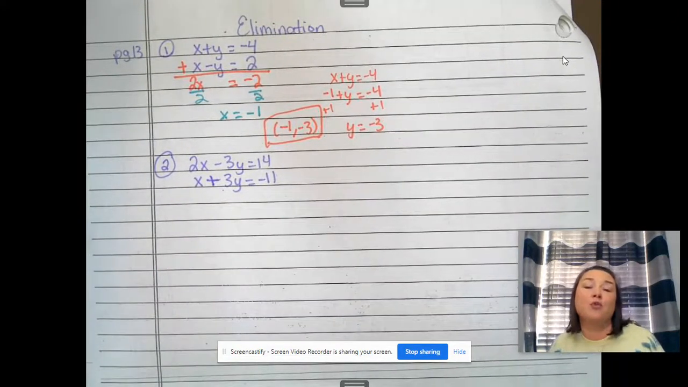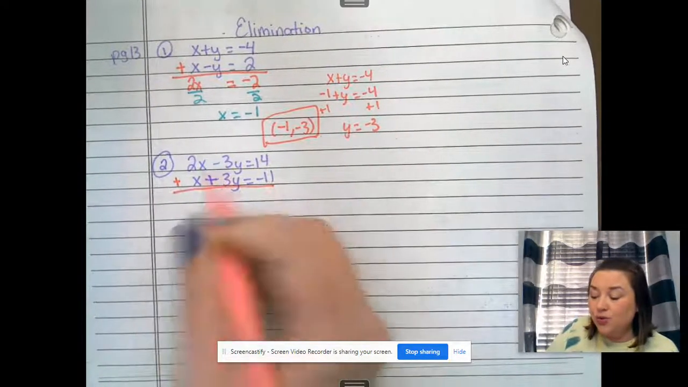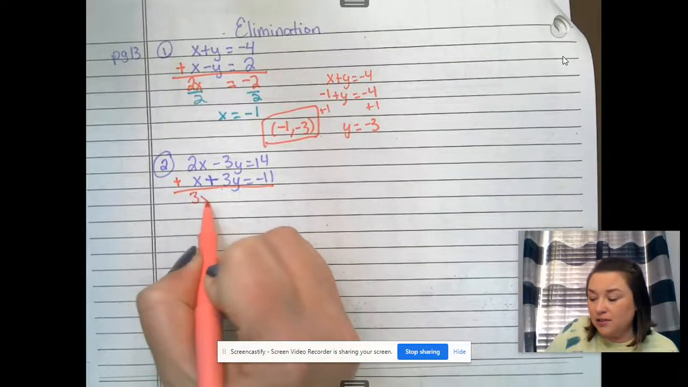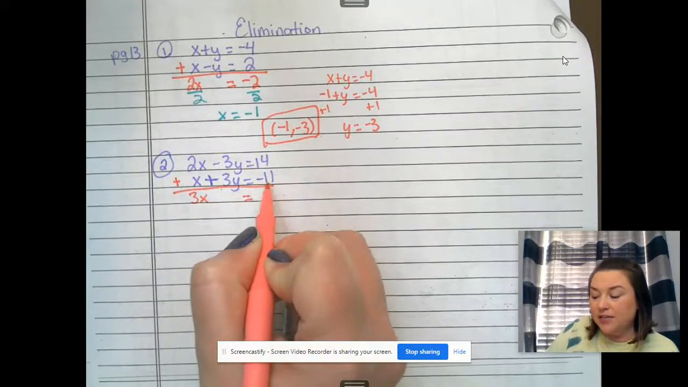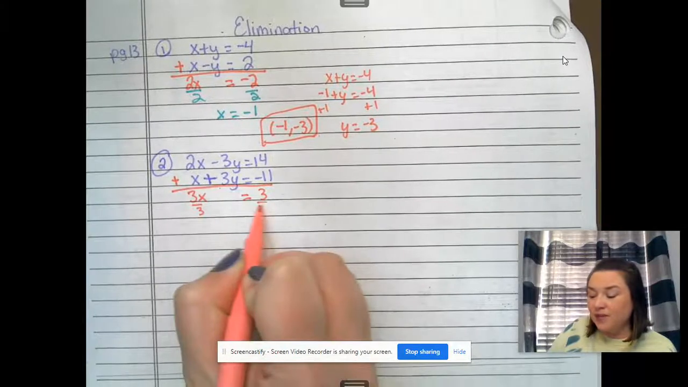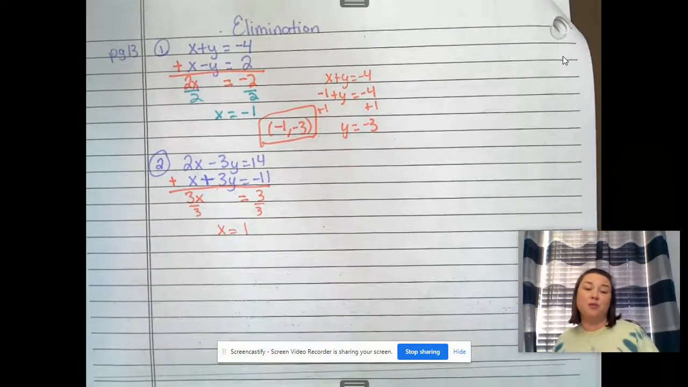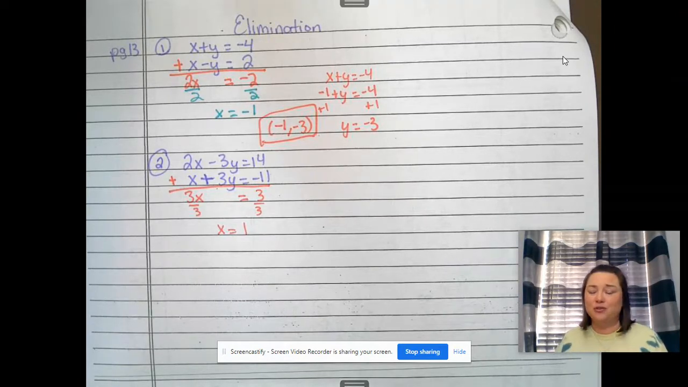So we're trying to get rid of the y. So if they're opposite signs, we're going to add to get rid of them. So I'm going to add here. 2x plus 1x is 3x, and -3y plus +3y goes away, and 14 plus -11 is 3. Divide both sides by 3, and we get x equals 1. Now, I want to point out two things. One, you won't always be getting rid of the y. Sometimes you'll be getting rid of the x. It just so happens for these two examples, we got rid of the y. Second, the answer will not always have a 1 in it. Again, it just so happens that both of these do.